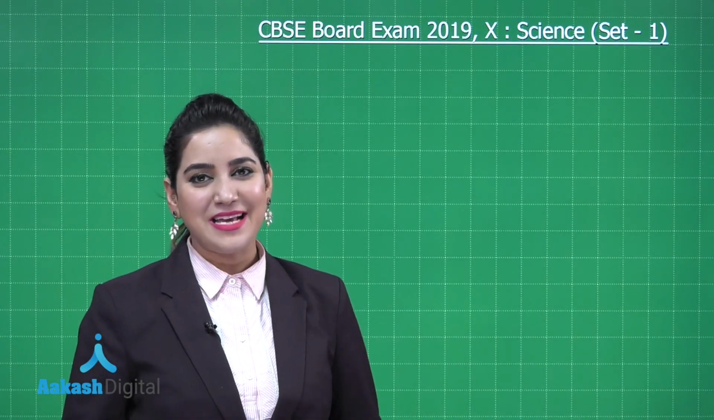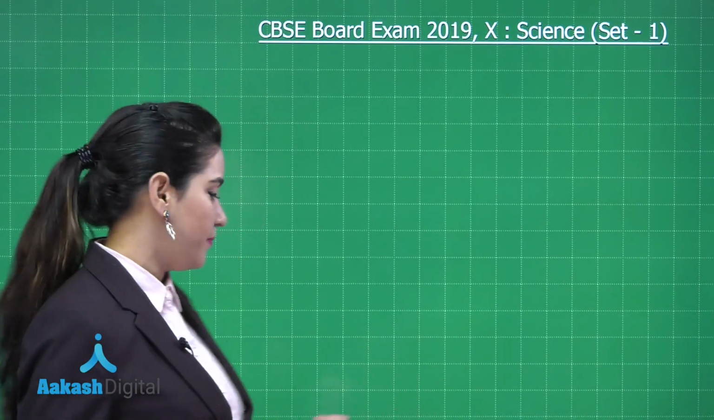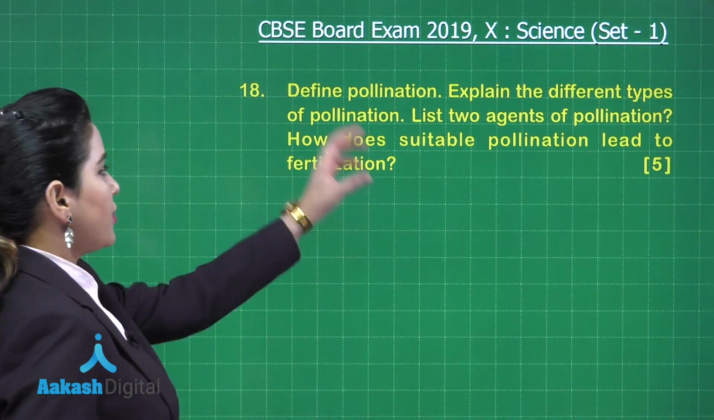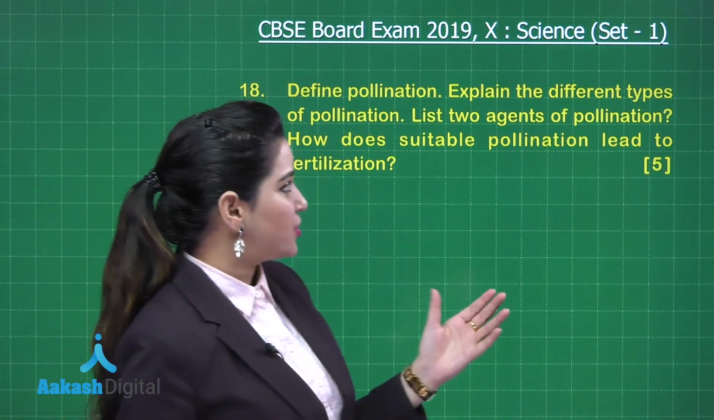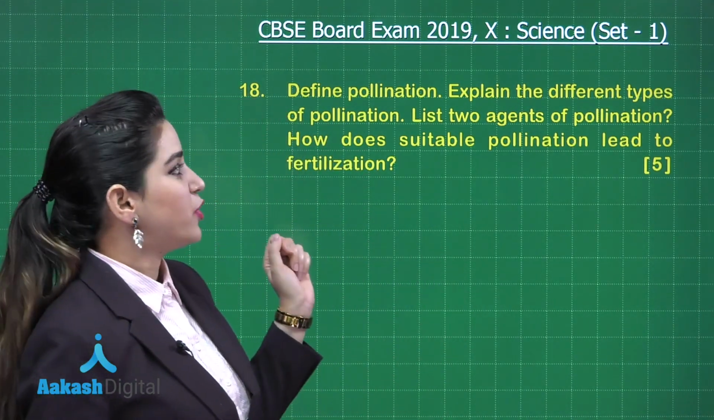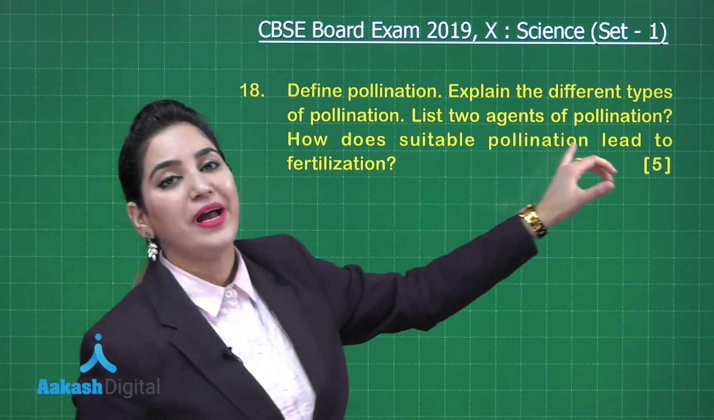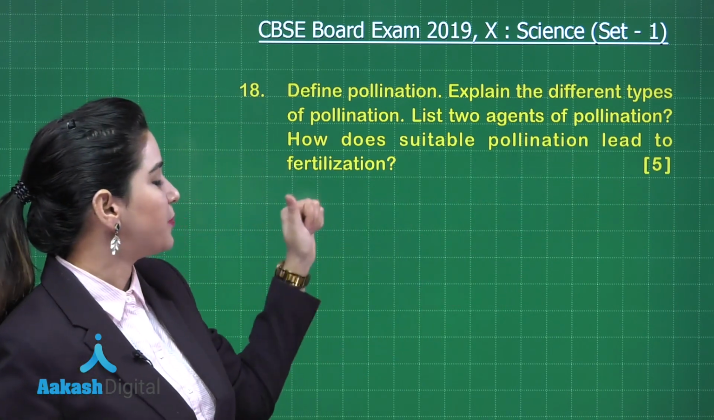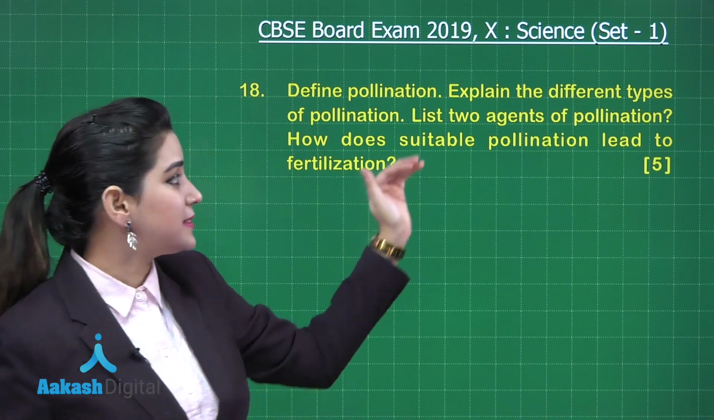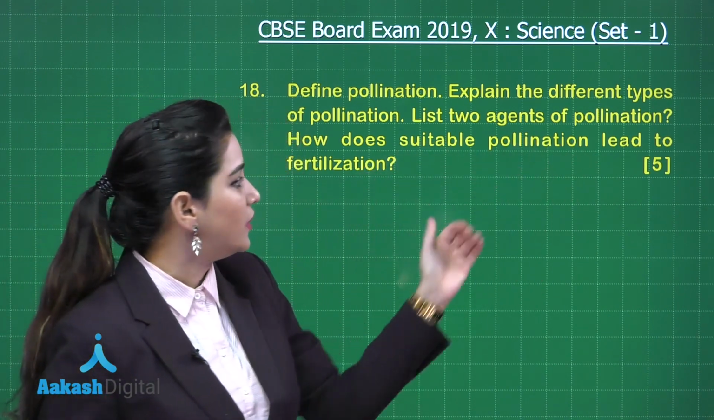Now let us take up our next question, which is question number 18. The question says, define pollination. Explain the different types of pollination. Then list 2 agents of pollination. And the last part of the question says, how does suitable pollination lead to fertilization?